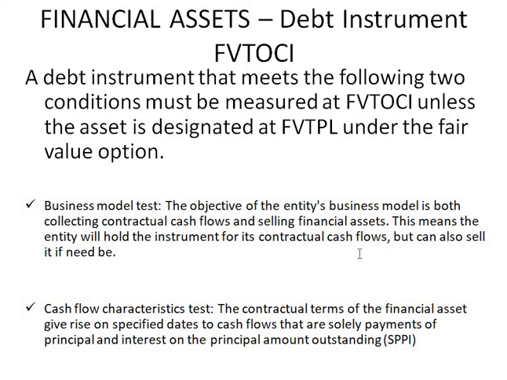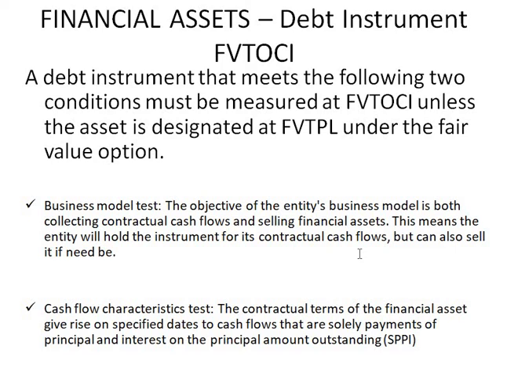Financial assets, debt instruments, can also be measured at fair value through other comprehensive income. A debt instrument that meets the following two conditions must be measured at fair value through other comprehensive income unless the asset is designated at fair value through profit or loss under the fair value option, as I already established, that an entity at inception can designate its financial asset at fair value through profit or loss. So a debt instrument should be measured at fair value through other comprehensive income when it meets these two conditions.